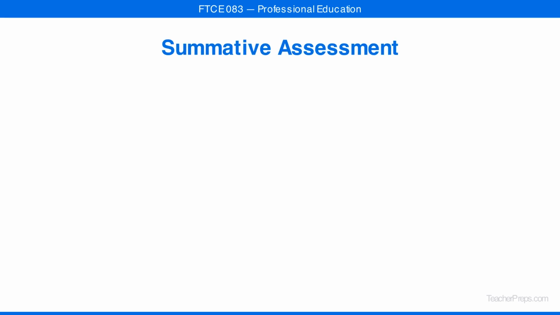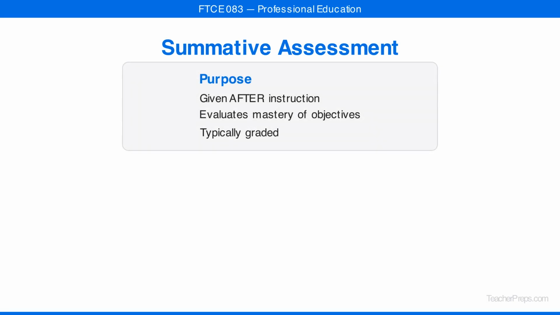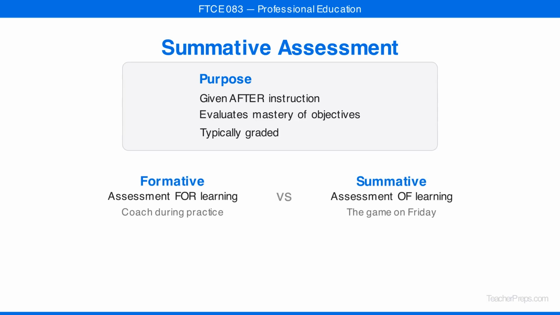Third, summative assessment. A summative assessment is given after instruction to measure what students learned. It evaluates whether students have achieved the learning objectives. Summative assessments are typically graded and carry more weight. Examples include unit tests, final exams, end-of-course projects, standardized state assessments, and portfolios that show cumulative work.